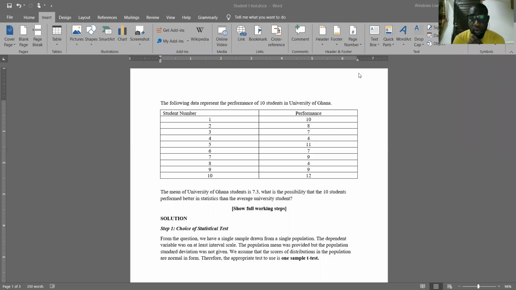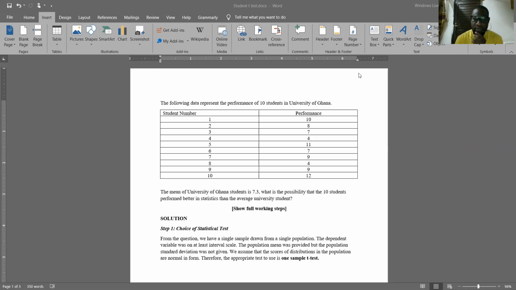All right. So welcome to today's discussion. Today we'll be focusing on how to analyze and interpret one sample t-test. One sample t-test is kind of related to z-test.